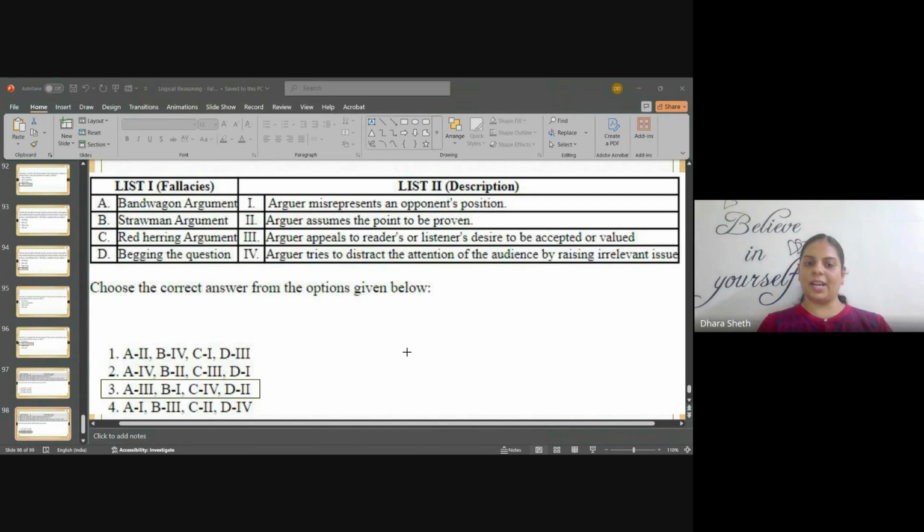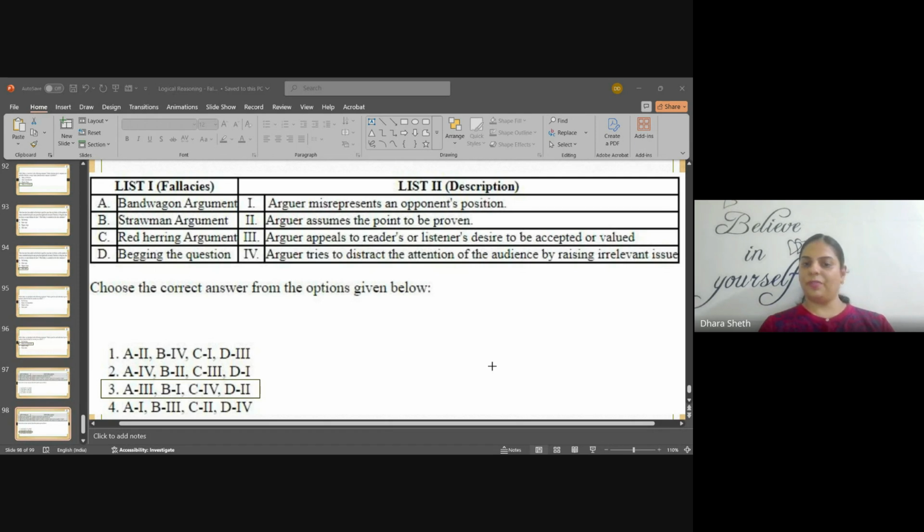Okay, bandwagon argument means appealing to the reader or listener's desire to be accepted or valued. Joining the bandwagon. Don't we say that? That is called bandwagon argument. Come on, join us. You will prosper in life if you join us. That is an appeal to the other person's need to be valued or accepted.